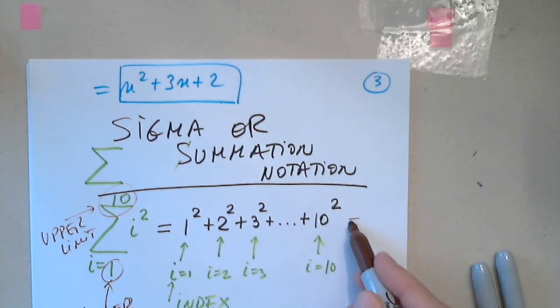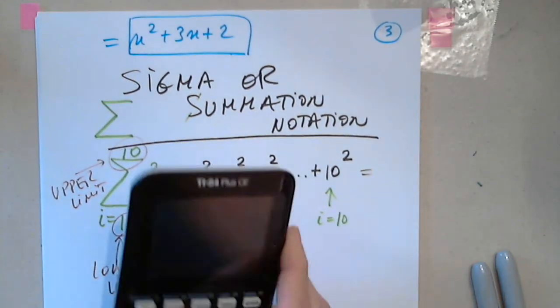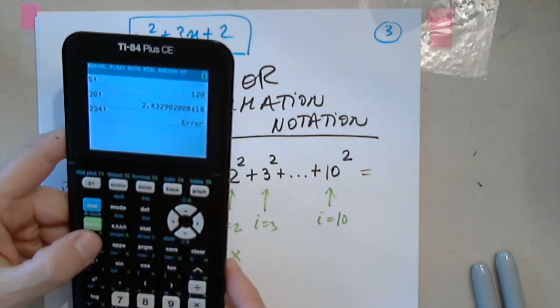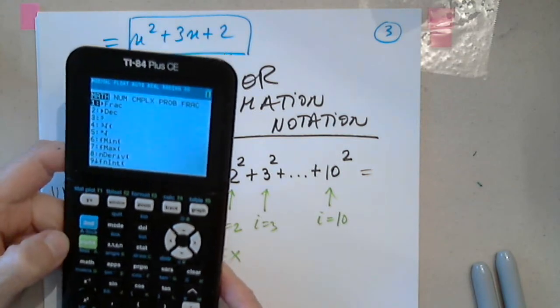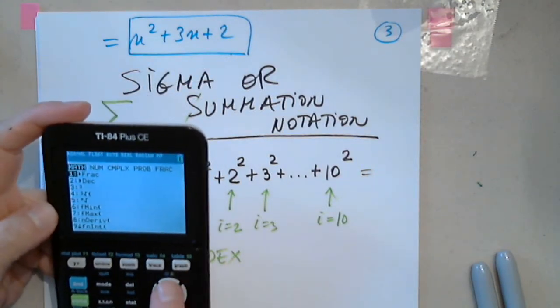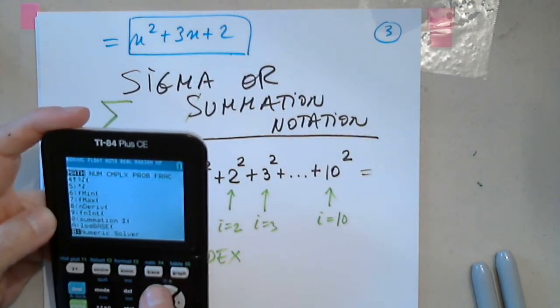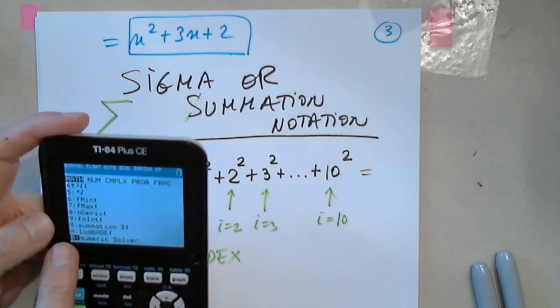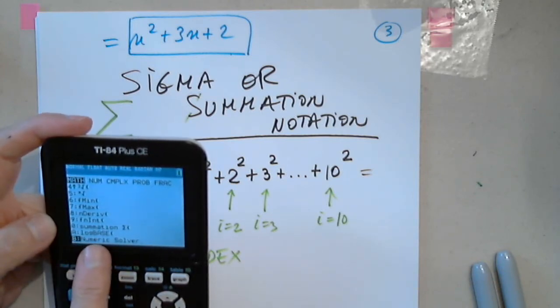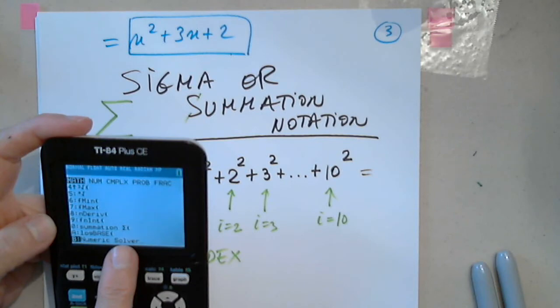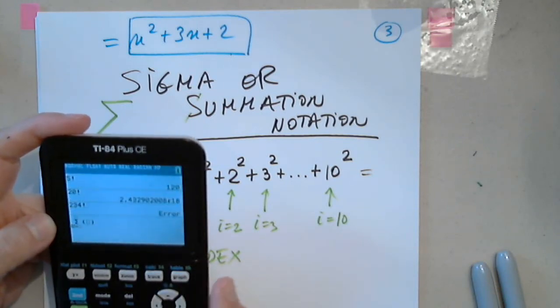How do I calculate this? Let's see what it is. Get your calculators. Let's go to math again. But this time scroll up. Go with the arrow up, and you will see it right here under 0: summation and sigma. So press 0.